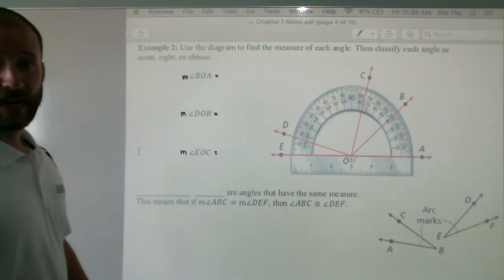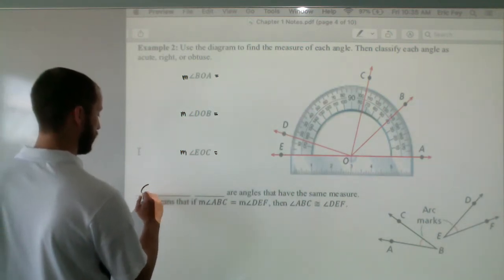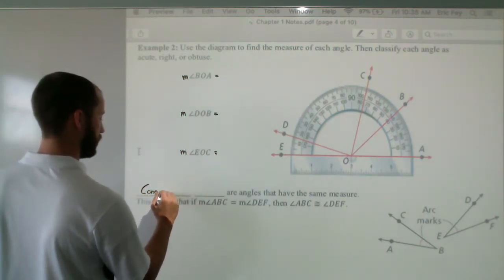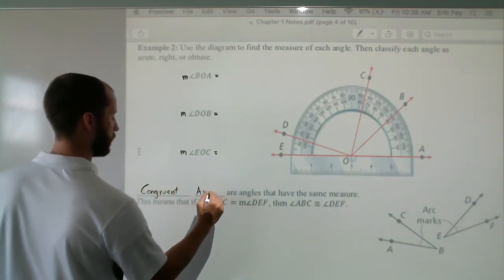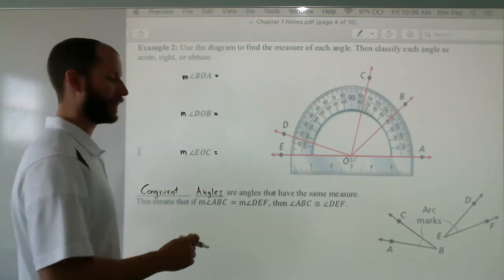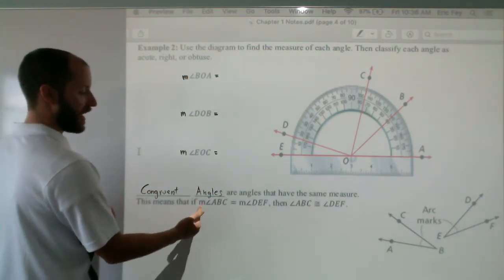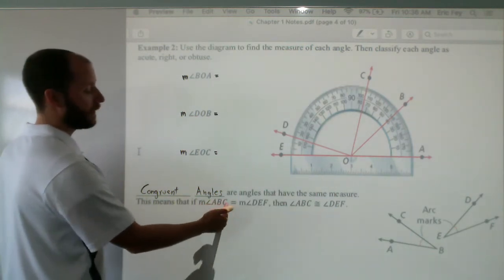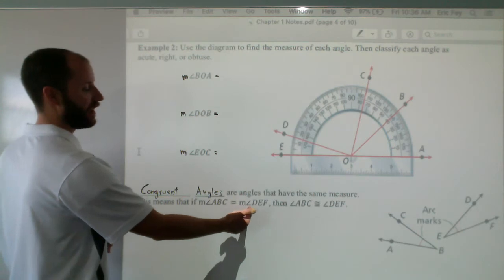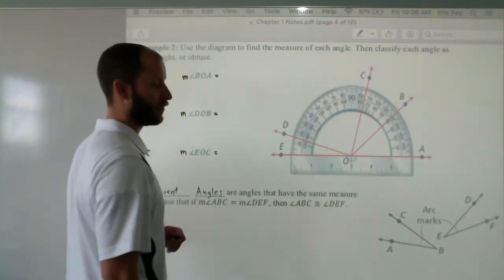So if we can measure angles, that means that some angles may have the same measure as each other. We call those, you could probably predict this, congruent angles, angles that have the same measure. So if the measure, that's our notation, the measure of angle ABC equals the measure of angle DEF, then those two angles are congruent to each other.